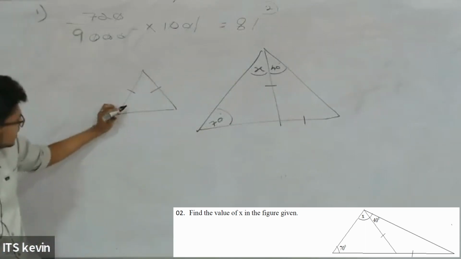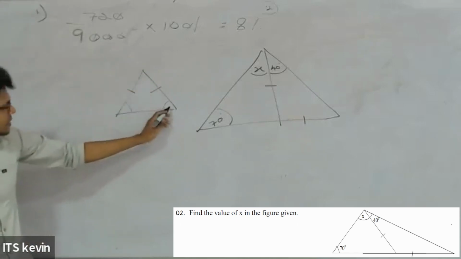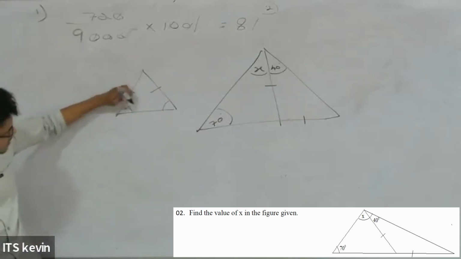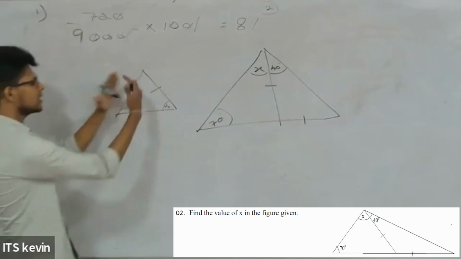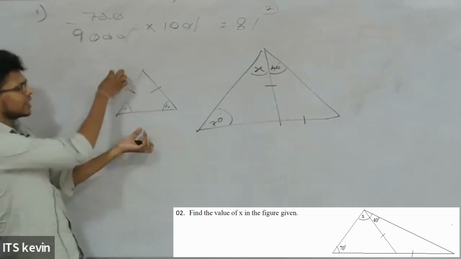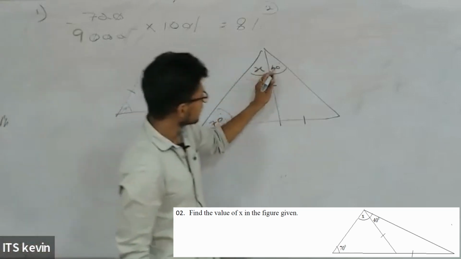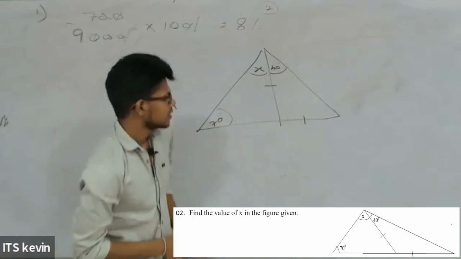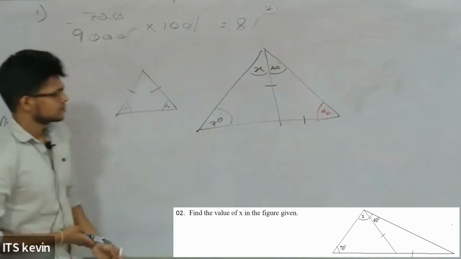That means, what is the angle looking at this side? This angle, right? We call them opposite angles. So these two angles are always equal, right? So if this one is 30, this angle is also going to be 30. Keep in mind, in any isosceles triangle, if two sides are equal, the angles looking at them are always equal. So here we have 40. If this one is 40, this one is also 40.